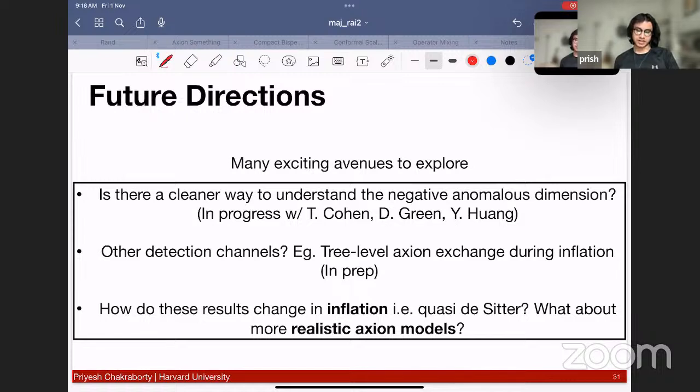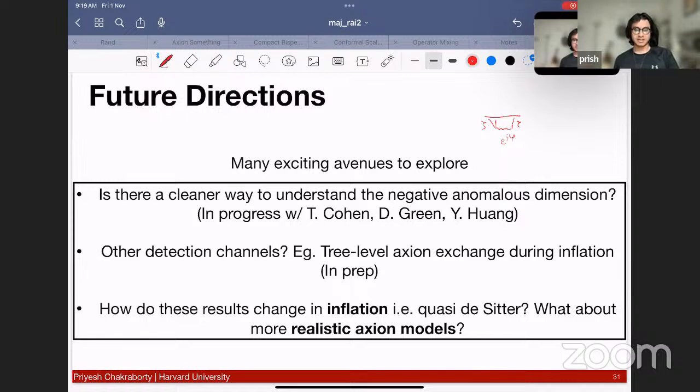There's some other detection channel that we could also study for this axion involving these vertex operators. For instance, I could ask, during inflation, I could have a three-point function generated by just the exchange of a vertex operator. What does that look like? Hopefully I will release a paper on this soon, within the next month or so.